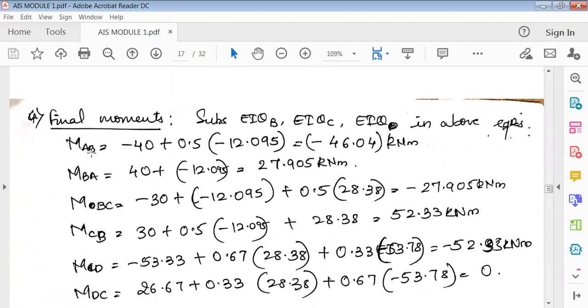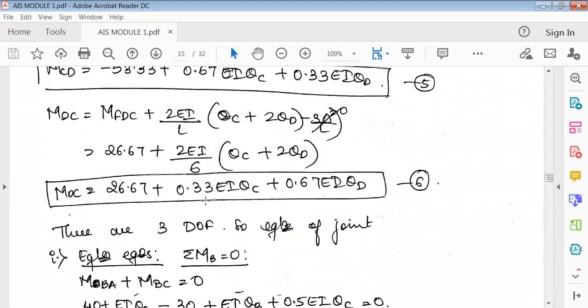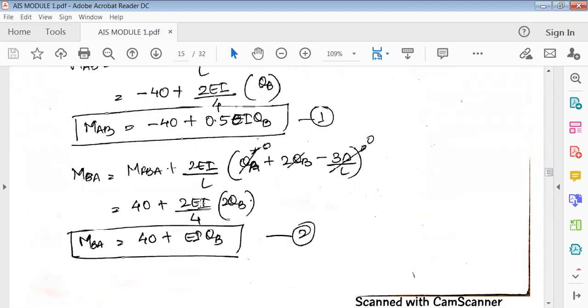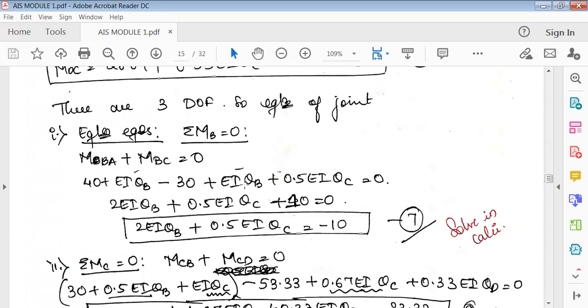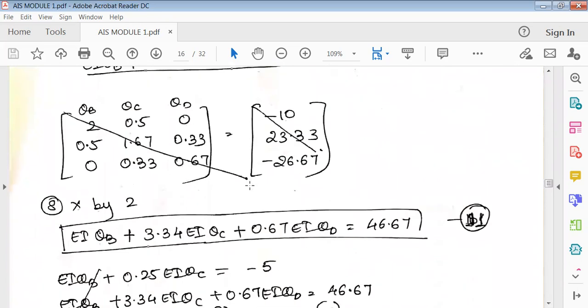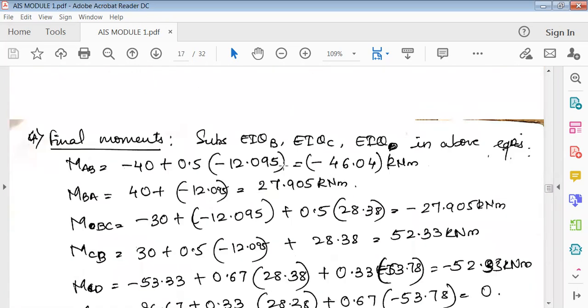So first slope deflection equation is MAB. So MAB is nothing but putting all the three values in the first equation, which we have already calculated here. First equation number 1. Okay. So it has only EI theta B values. So it is minus 40 plus 0.5 instead of EI theta B, be careful with the sign also. You have to also consider the sign. So it is minus 12.095. So it is minus 46.04.